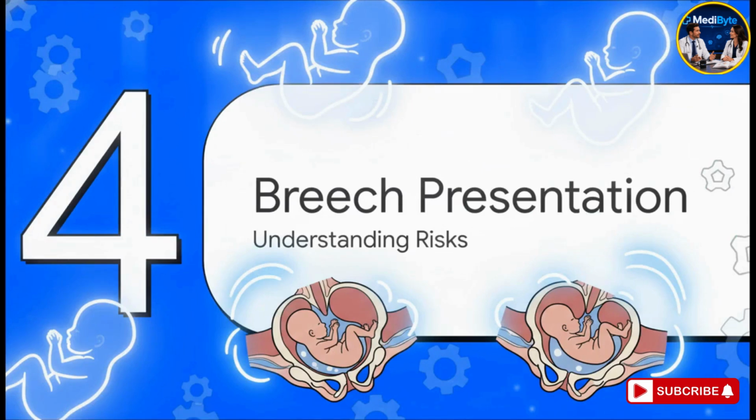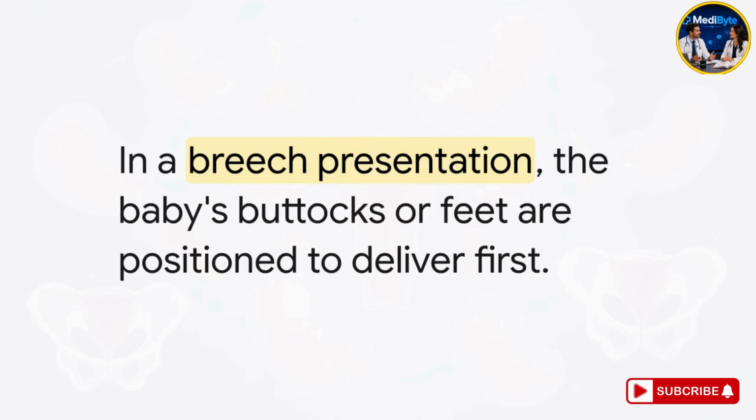Section 4. Understanding breech presentation. So, a breech presentation is a variation where the baby's buttocks, or sometimes even the feet, are positioned to deliver first, right before the head. We see this frequently in instances of premature labor, multiple gestations like twins, or abnormal uterine shapes.